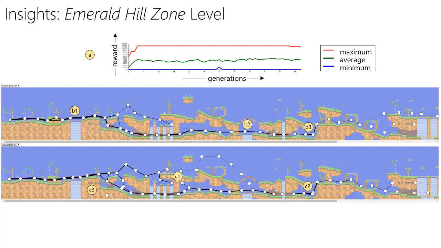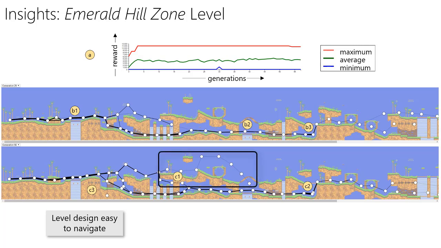The figure shows the aggregated trajectories for agents of generation 29 in the middle and generation 56 at the bottom. The line chart at the top shows that at least some agents learn to gain a maximum reward, that is, complete the level as early as in generation 3. It indicates that the level design is easy to navigate. Given that Emerald Hill Zone is the first level, it is likely also how it was envisioned to introduce players to the game. In contrast to generation 29, some agents of generation 56 started to take the upper route of the level.